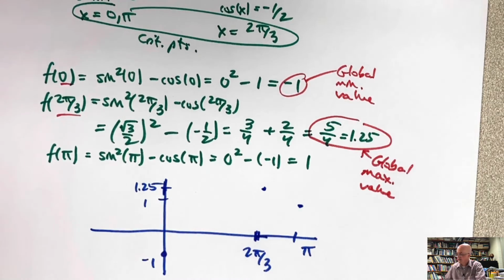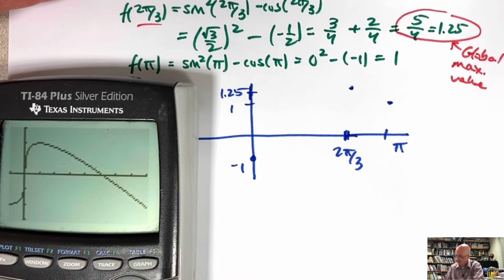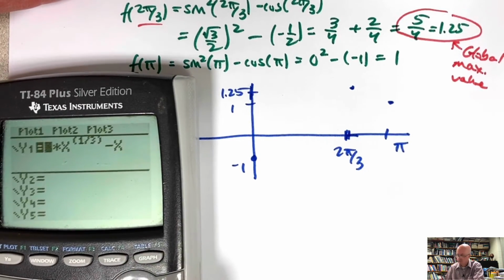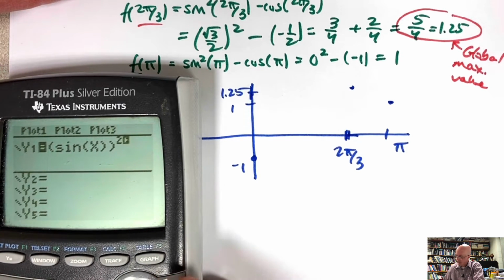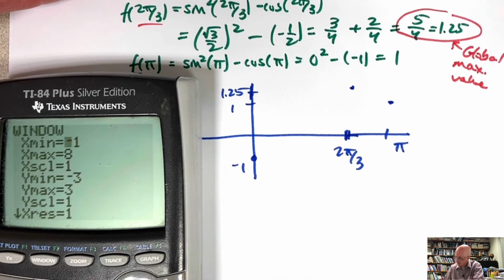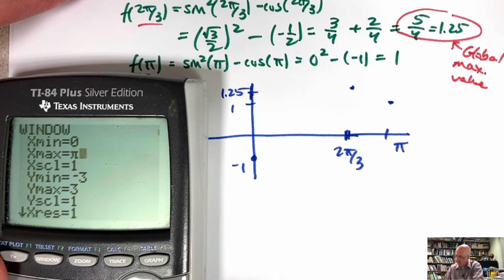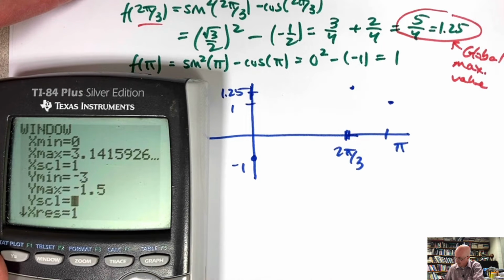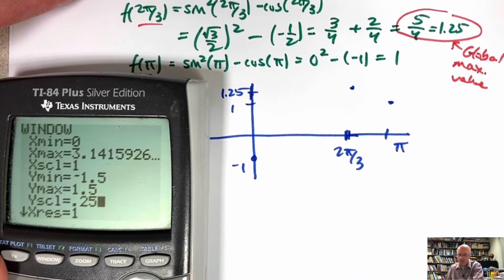Probably should confirm it with the calculator. Get rid of that one. Sine of x quantity squared. I'm going to use parentheses in a way that I want to make sure I don't make a mistake here. And then minus cosine of x. Window goes from 0 to pi. And in the y direction, let's go from maybe negative 1.5 to positive 1.5. And let's make the tick marks maybe 0.25 units apart. That'd be good to pick.